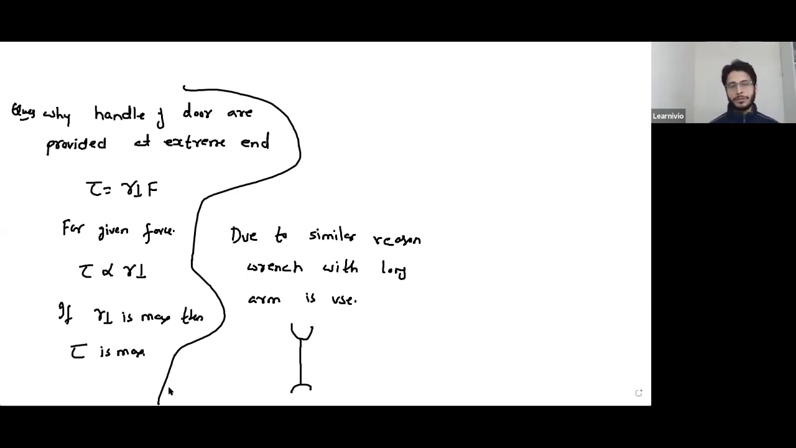and torque is maximum. So if you get conceptual questions like this on a door or on a wrench, the answer is you have to write this equation. You say that torque is proportional to R perpendicular. If R perpendicular is maximum, then your torque is maximum. That's the reason why the handles are provided at the extreme end of the door and a wrench with a very long arm is used.